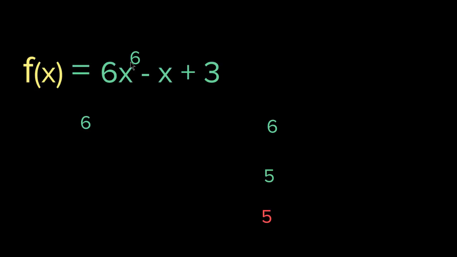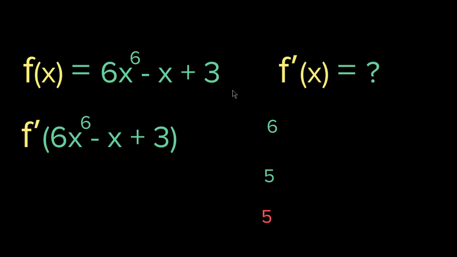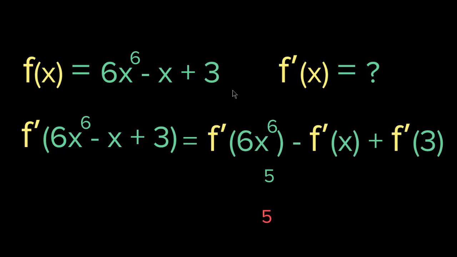Let's say we have this function f of x equals 6x to the 6 minus x plus 3. How do we solve this? Well, this is very easy. All you have to do is take the derivative of each term, and then you find the derivative of the bigger function. So if we want to find f prime of x, what do we do? Well, basically f prime of 6x to the 6 minus x plus 3 equals f prime of 6x to the 6 minus f prime of x plus f prime of 3.